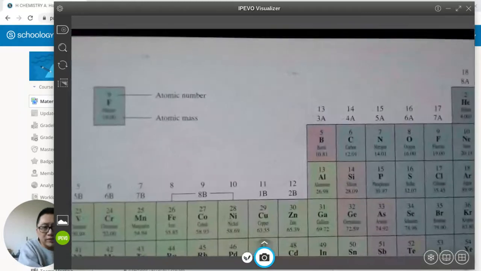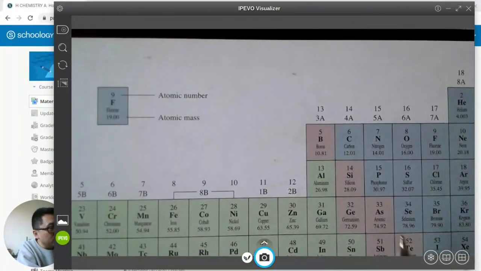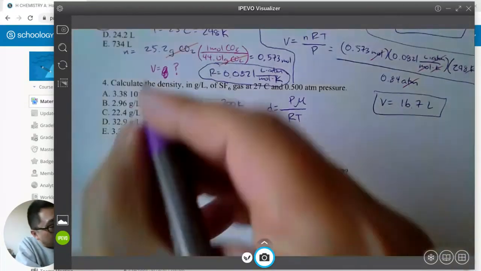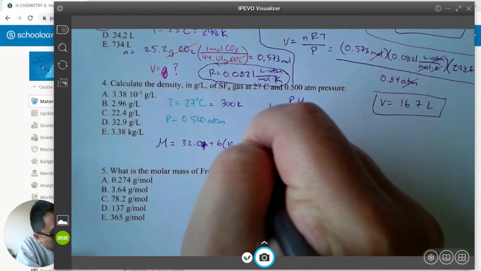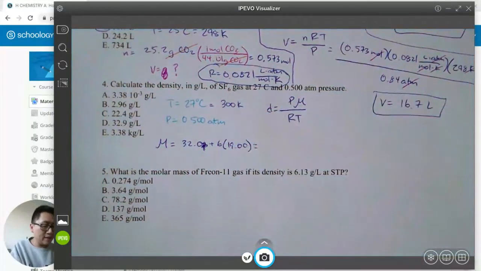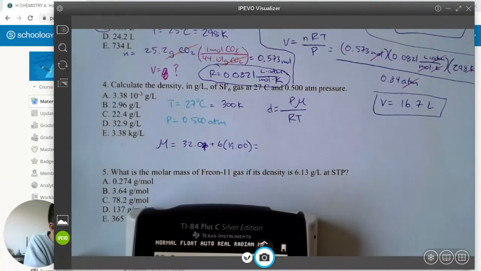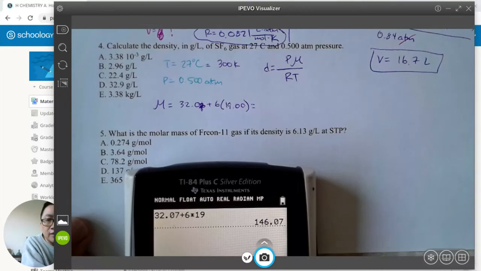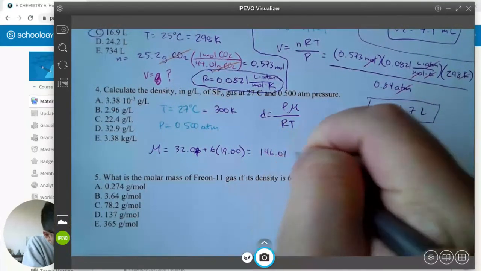I have a periodic table inside the book. Fluorine was 19.00. Sulfur, 32.07. I wrote 32.06, whatever, close enough. 32.07 plus 6 times 19. The molar mass of the gas is 146.07 grams per mole.